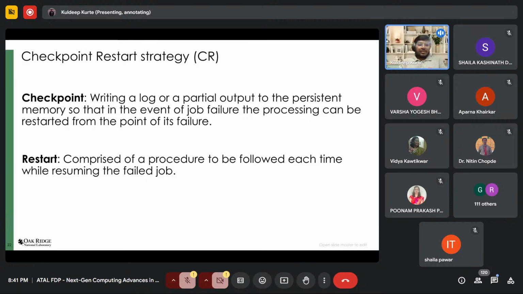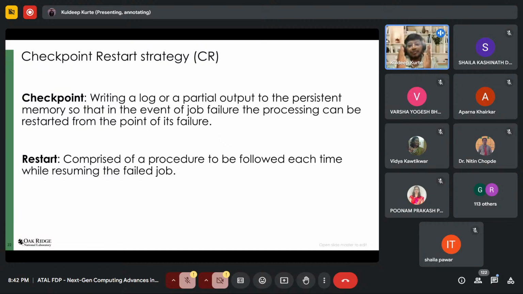So what I was telling was the checkpoint restart strategy. We might have heard about this term in processor and microcontroller systems, specifically in operating systems, where the operating system tries to avoid data loss by maintaining its own restart strategy. Most database systems have a checkpoint restart strategy. What we typically do is log some amount of information so that in the event of a job failure or runtime failure, when you resume the job, you need not start from the beginning.